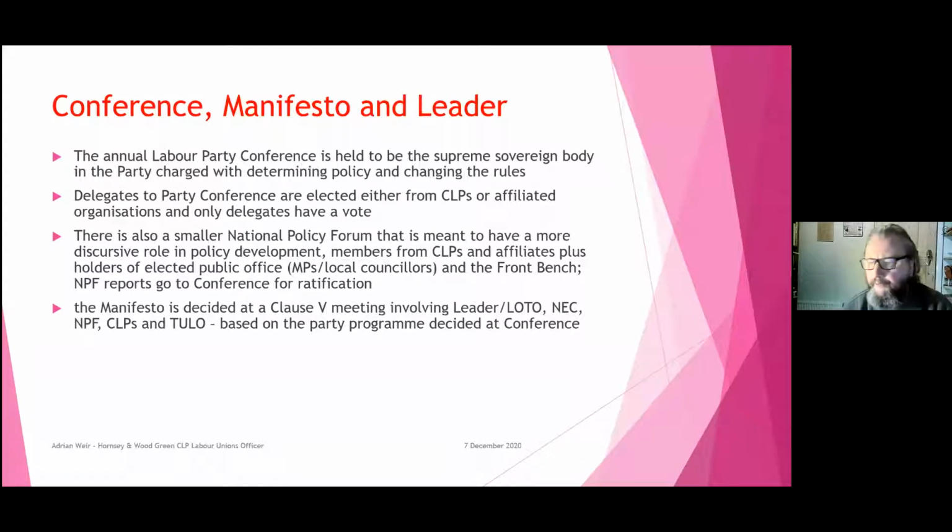The manifesto that we fight the general election on is devised at what's called a Clause 5 meeting, Clause 5 from the rule book, involving the leader and LOTO, representatives from the NEC, from the NPF, from the CLPs and CHULO, and the manifesto must be based on the party programme decided at conference. So the leader can't just write what they'd like to write. The manifesto must be based on decisions taken at the party conference by people like you and me, for example.